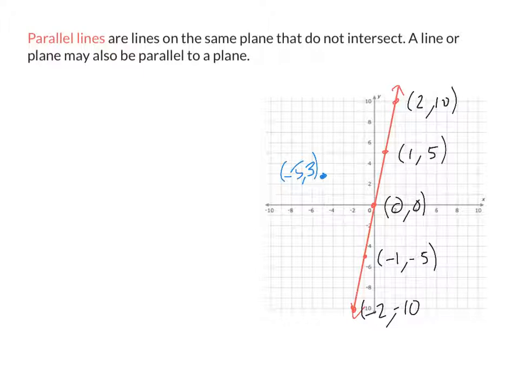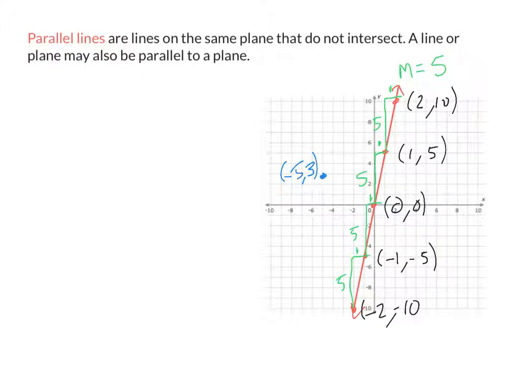And what I notice is that this line grows by 5 units up every time it goes over by 1. And I can repeat this process because linear growth stays the same all the way throughout a line. In fact, this would tell us that the slope of this line is 5.